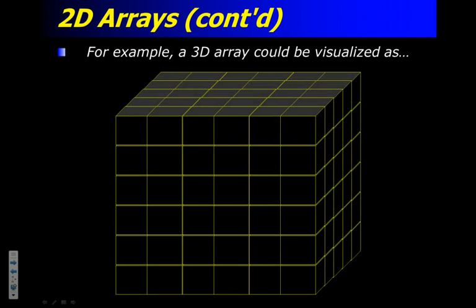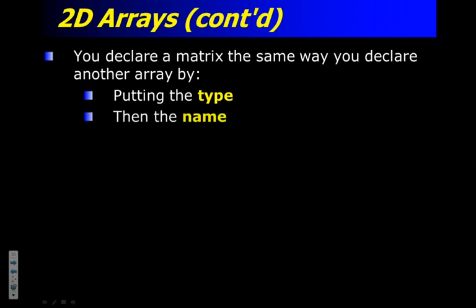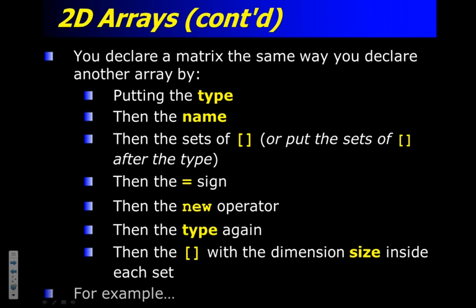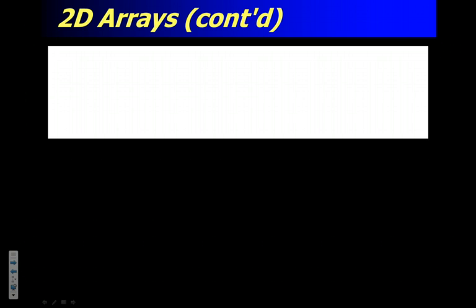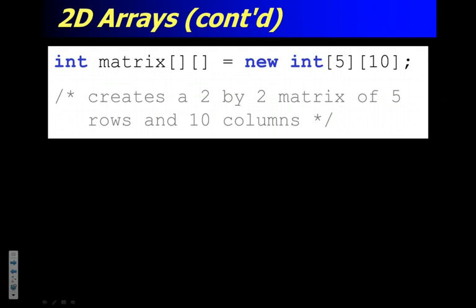Okay? So there's the visualization of the 3-dimensional array. The matrix, which I'm going to start using for 2-dimensional arrays now, can be created by putting the type, the name, and then 2 sets of brackets, not 1 set of brackets. For a 3-dimensional array, you'd put 3 sets of brackets. But other than that, it's created the same way as the regular 1-dimensional array. So here's an example. Here's a matrix of 2 dimensions, 5, 10. And again, these brackets can also be placed after the word int, and I suggest that that's better. A 2D matrix of 5 rows and 10 columns.